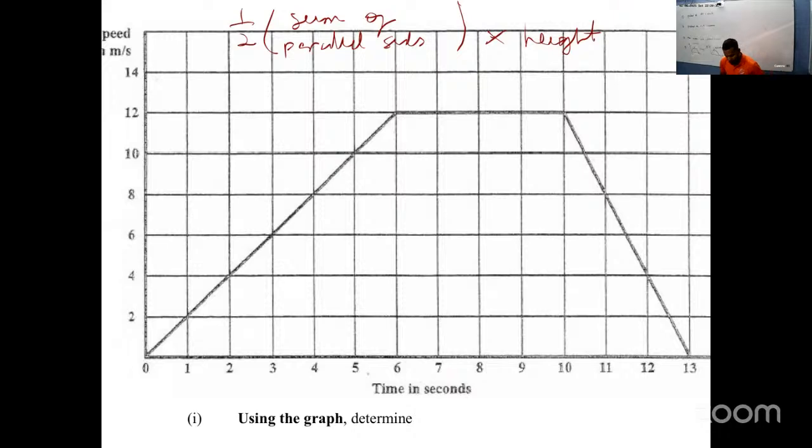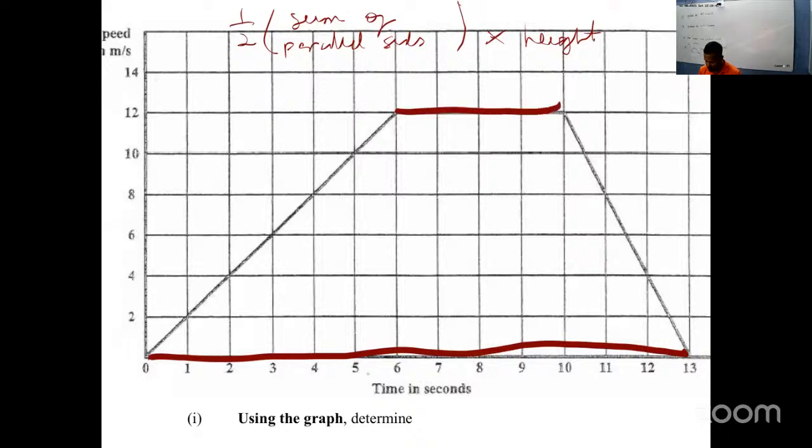Okay. So again, I prefer to use the trapezium formula, right? So it's half the sum of the parallel sides. The parallel sides are here and here. So that's half of 13 plus 4. You follow that, right? The first one is 13 and the one on top is 4. And the height is here. So the height is 12.